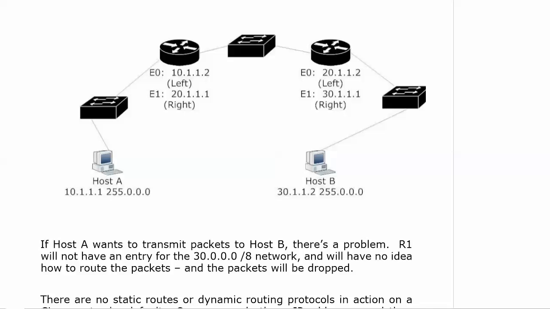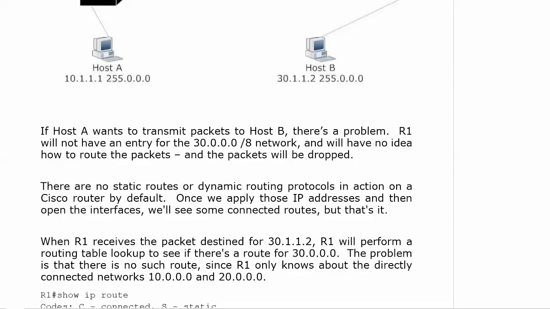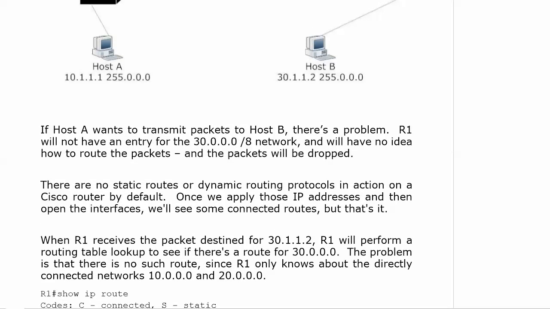Now, when we start this one off, if host A wants to send packets to host B, we do run into a problem even if host A has 10.1.1.2 configured as its default gateway, because router 1 is going to get those packets, and they're destined for 30.0.0.0/8. Well, that router is going to look in its table and say, I don't have any idea what you want me to do with it. Because, again, there are no static routes or dynamic routing protocols in action on a Cisco router by default. Once we apply these IP addresses and open the interfaces, we'll see some connected routes, but that's about it. Or that is it, actually.